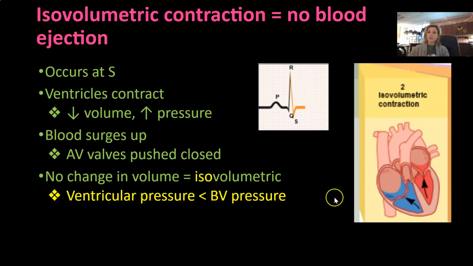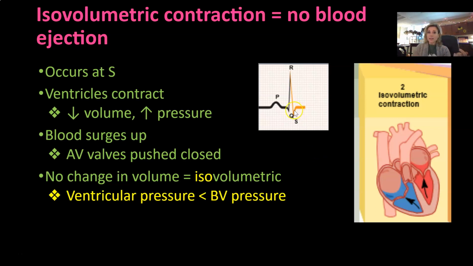Okay, phase 2 is called isovolumetric contraction. And you'll see on my ECG here that this is occurring where the S point is on our ECG. And you're probably like, well, wait a minute, what happened to the QR line of the QRS complex? Well, that did happen, but just remember that in order for the cardiomyocytes to contract, they have to be stimulated first. So the ECG is going to be a little bit ahead of what's happening in the heart muscle itself.